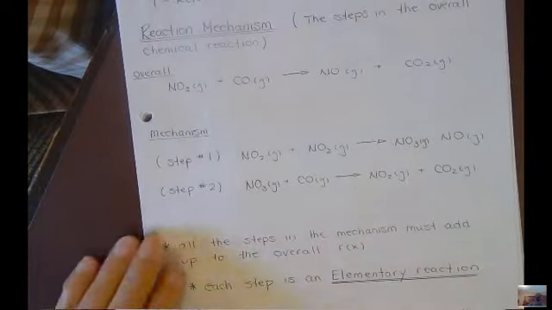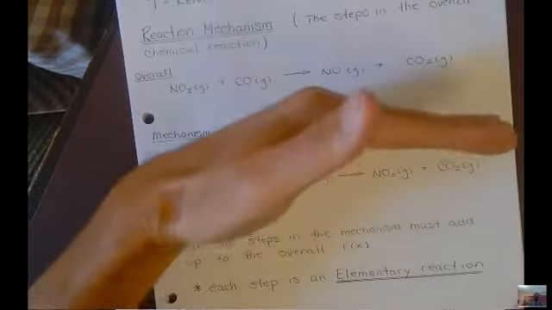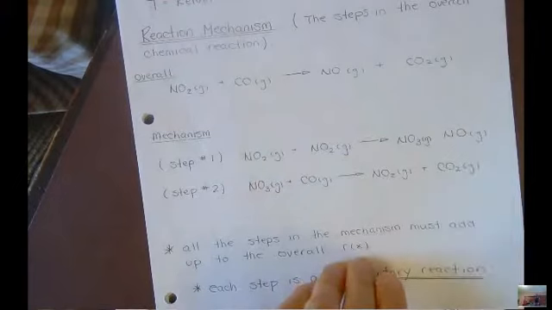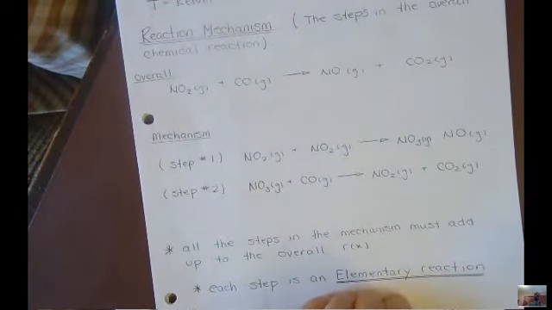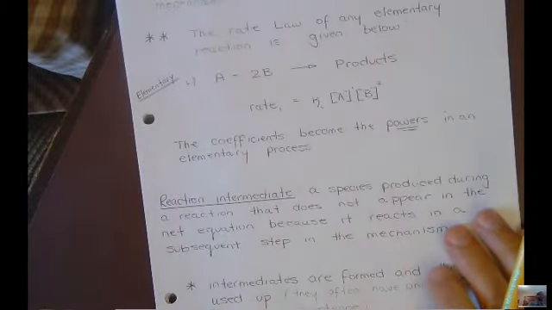All the steps in the mechanism must add up to the overall reaction. Each step is called an elementary reaction. So this is the first elementary reaction, the first step. The second step is the second elementary reaction. Elementary reaction means actually the way the particles are smashing into one another.